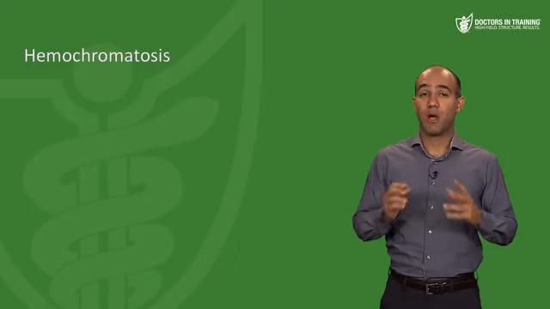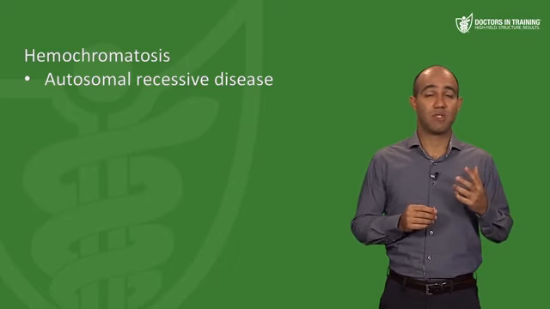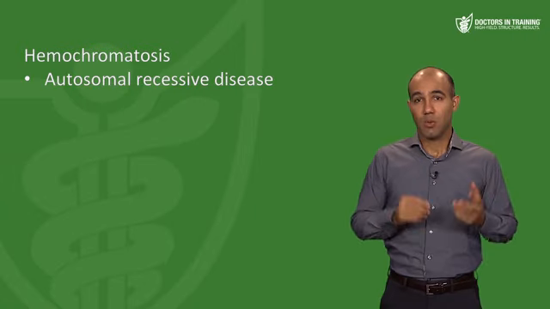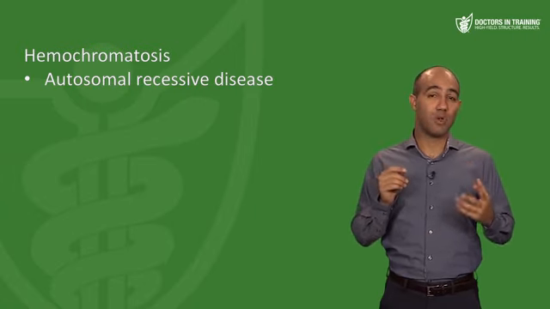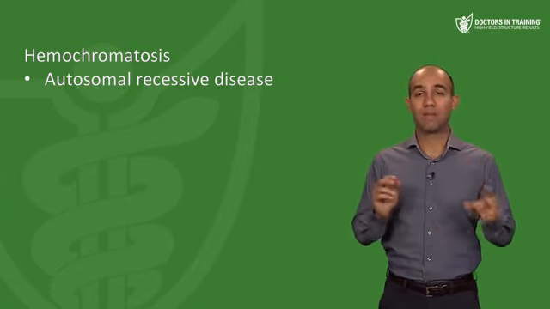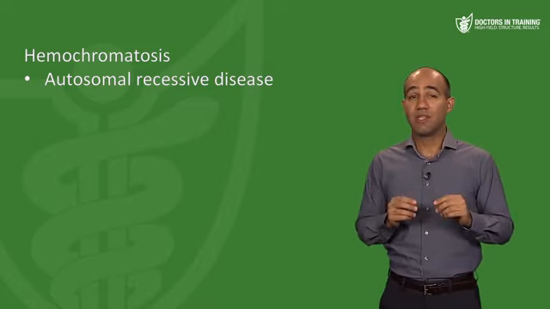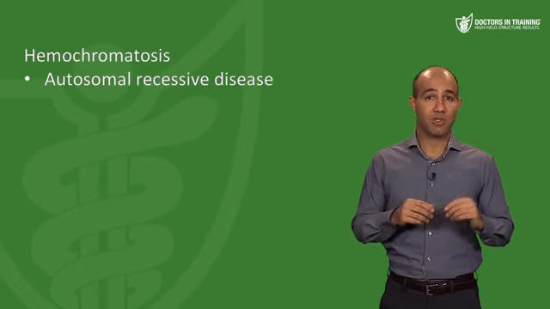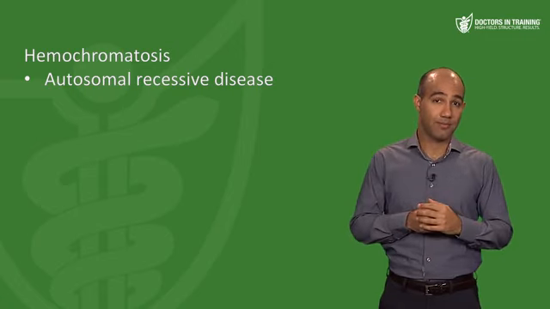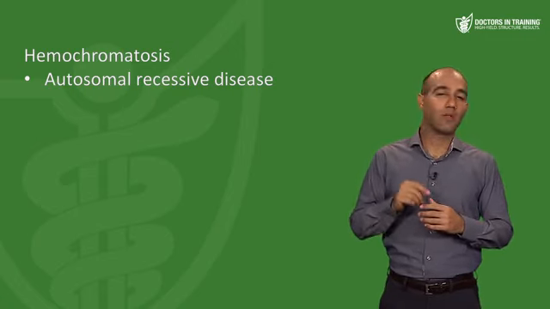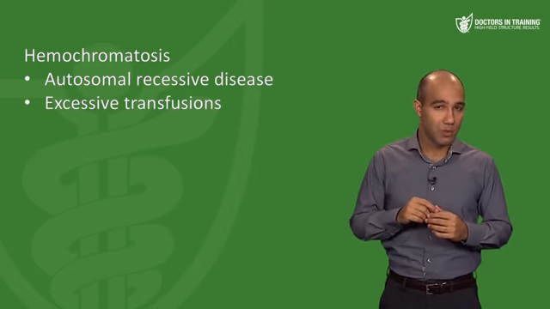So there's two major causes of hemochromatosis. The most common cause is an autosomal recessive mutation in the HFE gene, which has effects on the production of a protein known as hepcidin. Now, hepcidin is the major iron uptake protein regulator. Decreased hepcidin from HFE mutation results in increased iron uptake. Hemochromatosis can also be secondary to excessive transfusions.